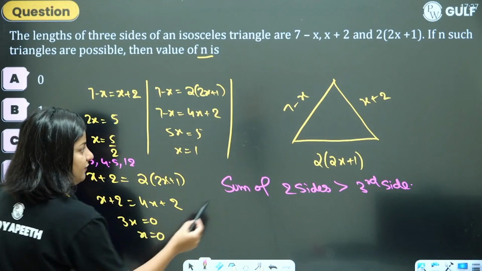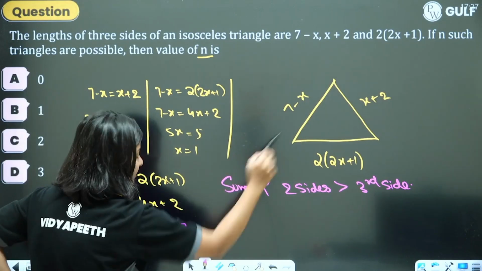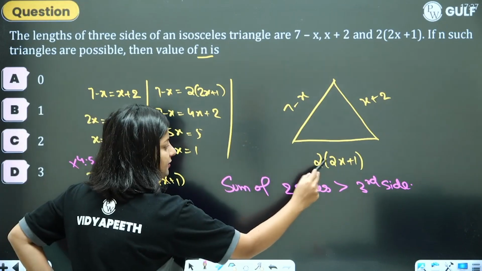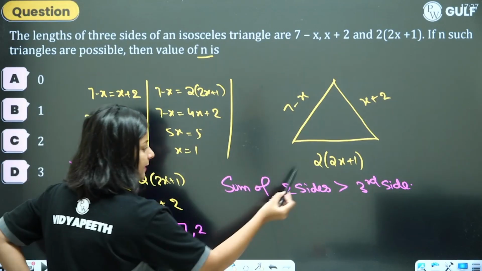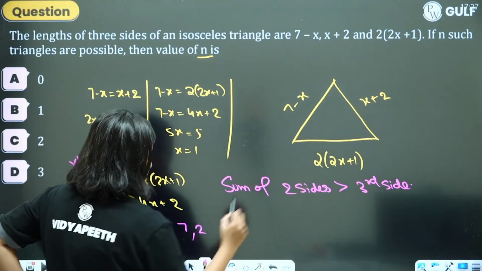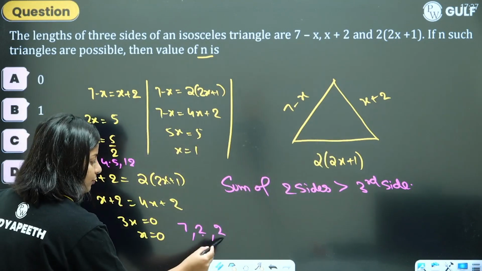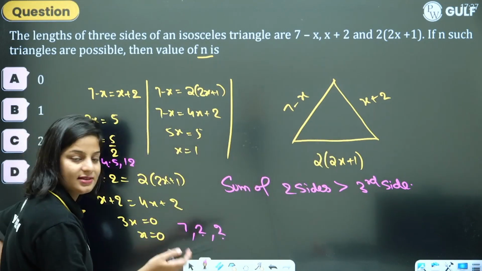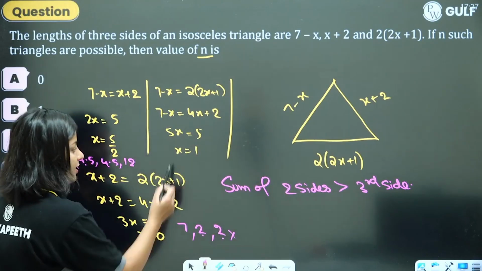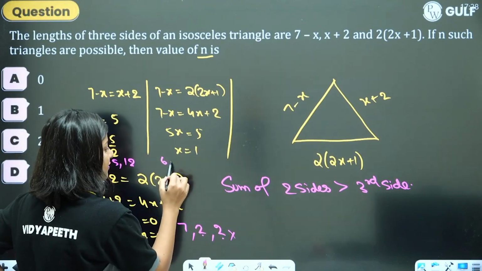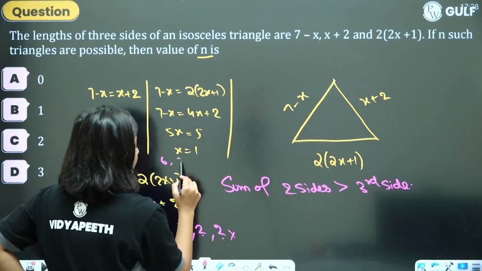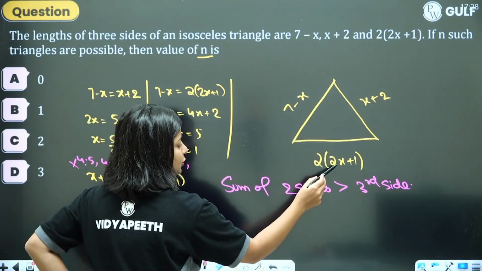Same here. If x is 0, one side is 7, the other side is 2, and the third side is how much? 0, 2. This is also 2. These 2 sides are the same, that's 7. Is 2 plus 2 greater than 4? Sum of any 2 sides is greater than the third? No, not a triangle. When you take x as 1, the sides are 6, 3 and 2 plus 1, 3.